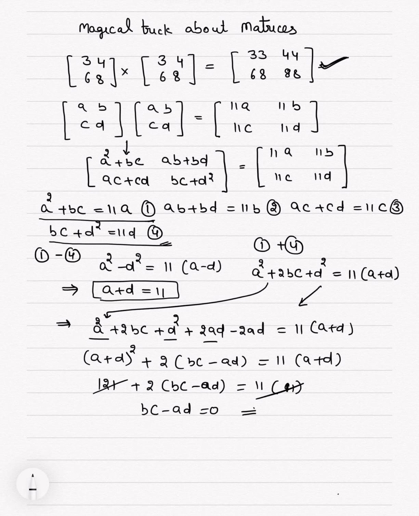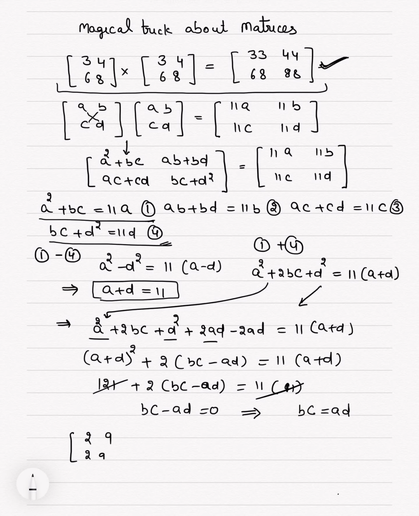Now, if we want to find this kind of a result, the best condition for that is that the multiplication of BC is equal to AD. That means to say, if the multiplication of BC and AD is the same, then this kind of phenomenon will happen.